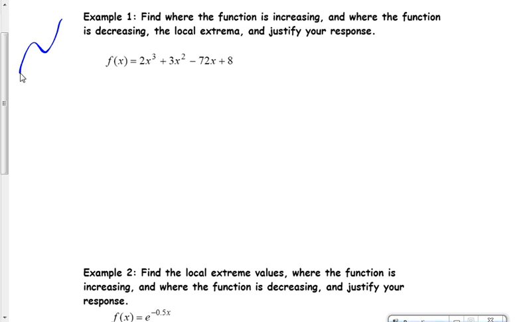How do we find the critical values? Set f prime equal to 0. This is worth points. F prime of x is equal to 6x squared plus 6x minus 72. And I want to go ahead and set that equal to 0.